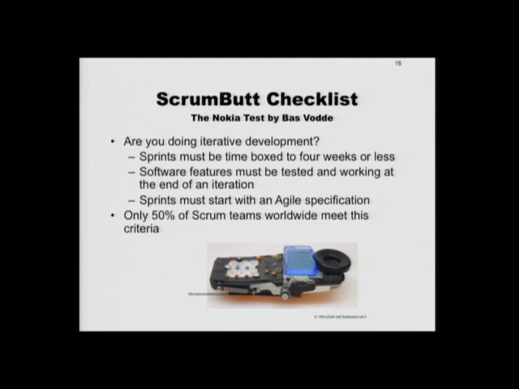He said the software features need to be tested and working at the feature level. The acceptance tests, not just the unit tests, need to be done. And the sprints need to start with an Agile specification, just enough, because these guys in the telecom companies, you know, they like these big specs, like hundreds of pages of specs with lots of signatures on them. They want it all done before they start. Okay, that was a big problem at Nokia. So he wanted them to get Agile.